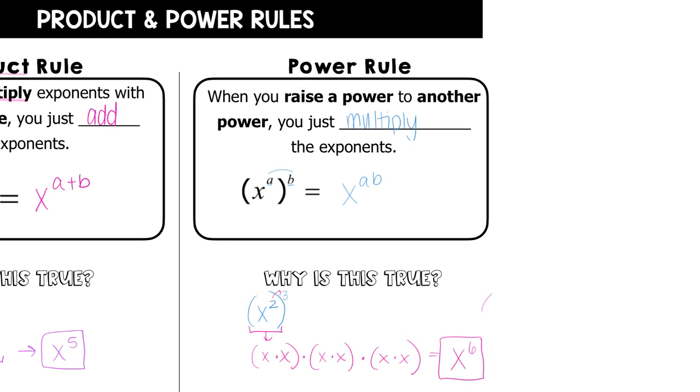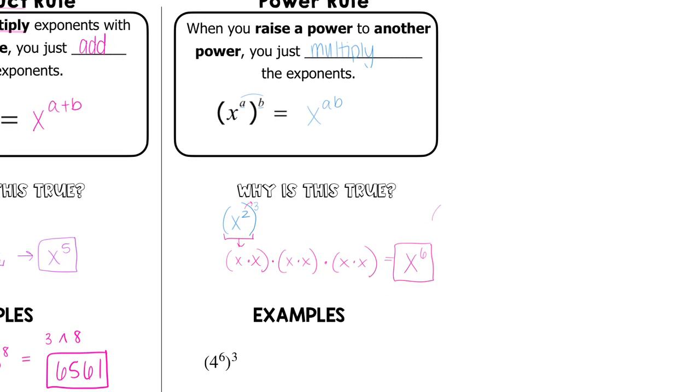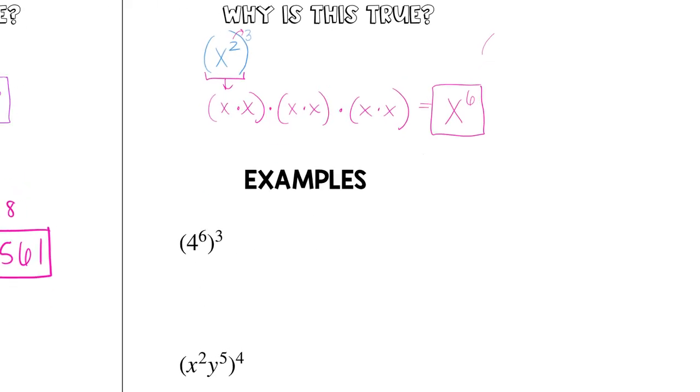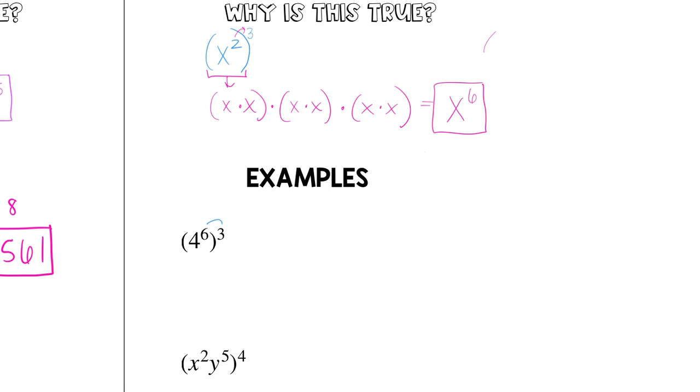Okay, so let's look at those few examples at the bottom here. So again, we're just taking the exponents and we're just multiplying them together. So 4 to the 6th to the third power, you would just multiply the 6 by the 3. That would be 4 to the 18th power. Now, if you want to put that in your calculators, you can. This is going to be a very, very, very large number, though. So I'm just going to leave it like this. I'm not going to actually calculate that out.